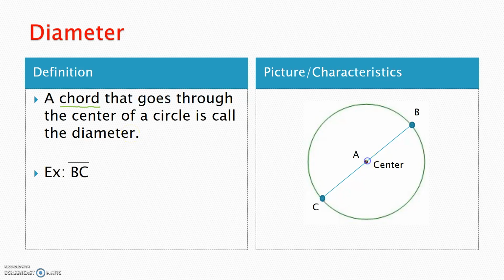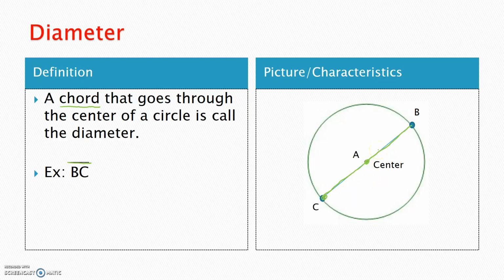You can think of it as composed of 2 radiuses put together in a straight line like that. It has to go through the actual center. And we write diameter as a little line segment. It does not go on forever. BC, in this case, from B to C. That's what we call the diameter. And it's twice the length of the radius. Radius was only half of it.